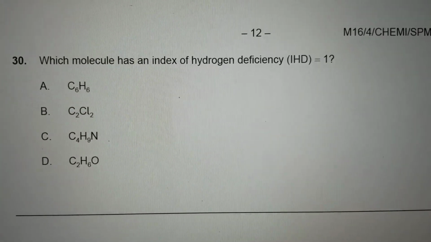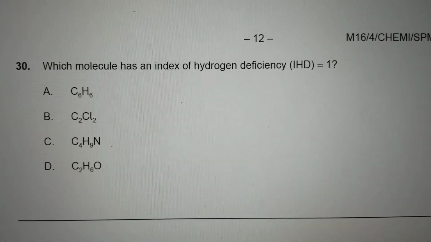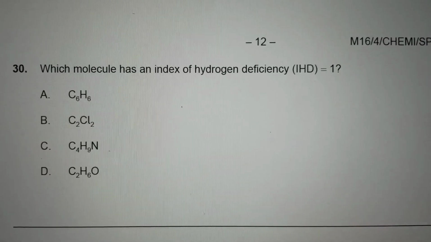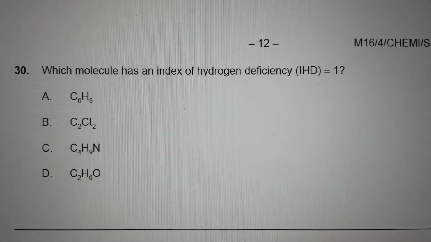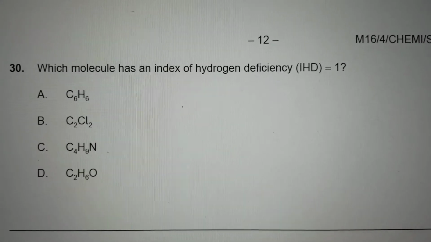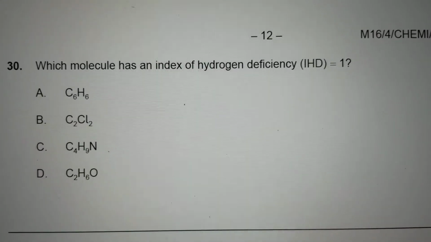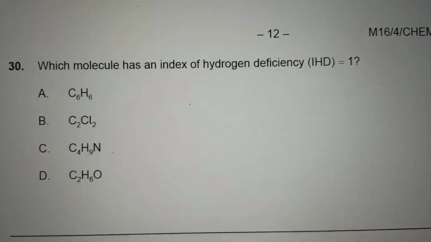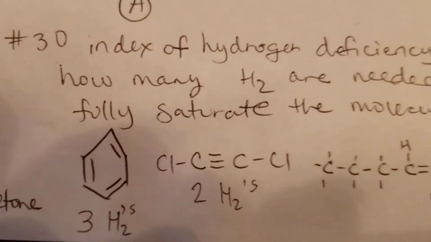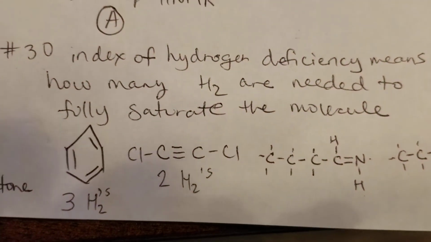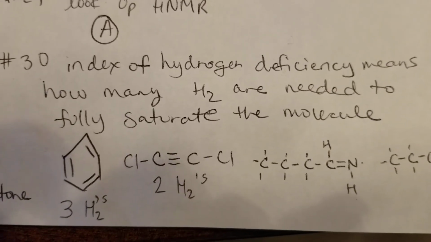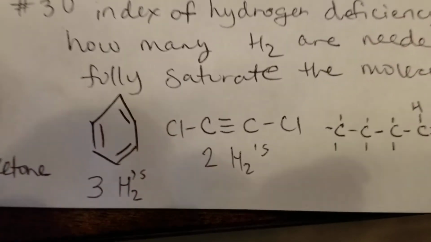Finally, I got a question on number 30. If you look up what the index of hydrogen deficiency means, it means how many H2 molecules are required to fully saturate the compound. Again, I wrote this down: the index of hydrogen deficiency means how many H2s are needed to fully saturate the molecule. Then I drew them all out.